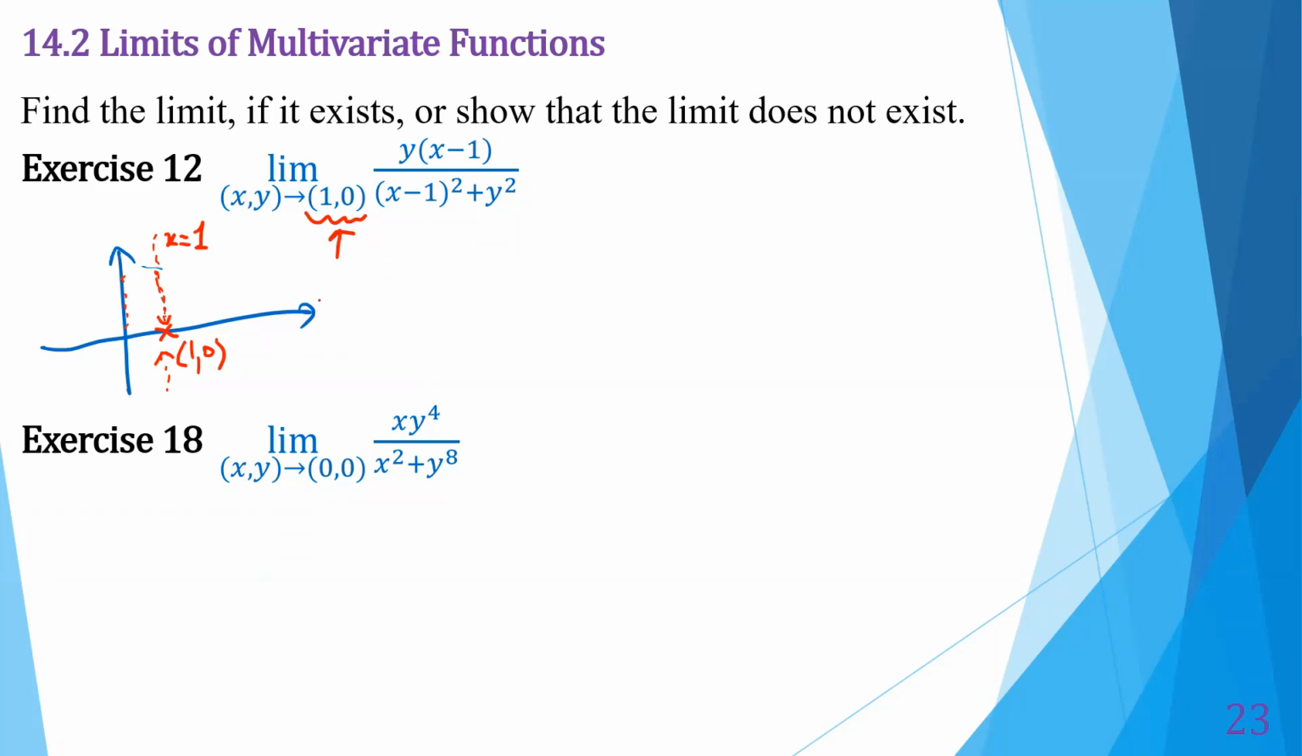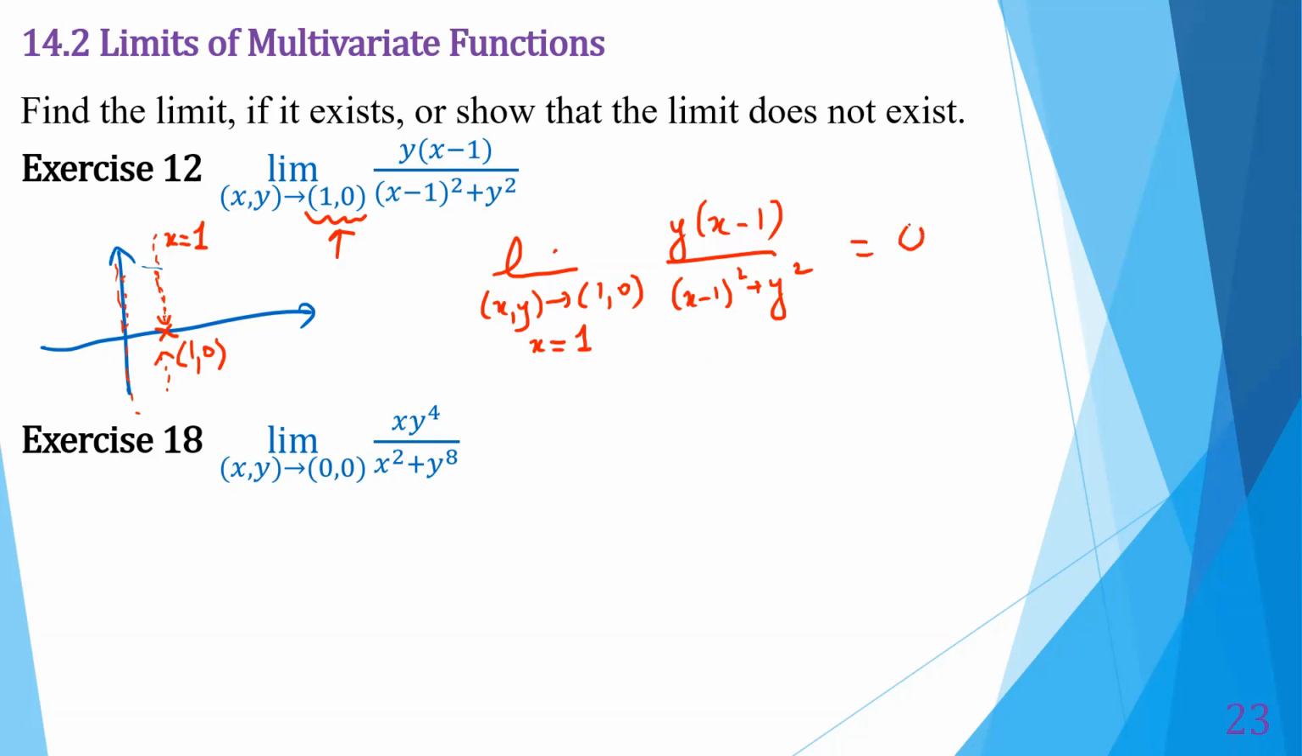Which way do we take? If you take x equals 0, it does not pass through (1, 0); it does not approach it at all. It's far from here. So we calculate this limit through the path x equals 1. When x equals 1, we have 0 in the numerator over y squared in the denominator. 0 over y squared is 0.